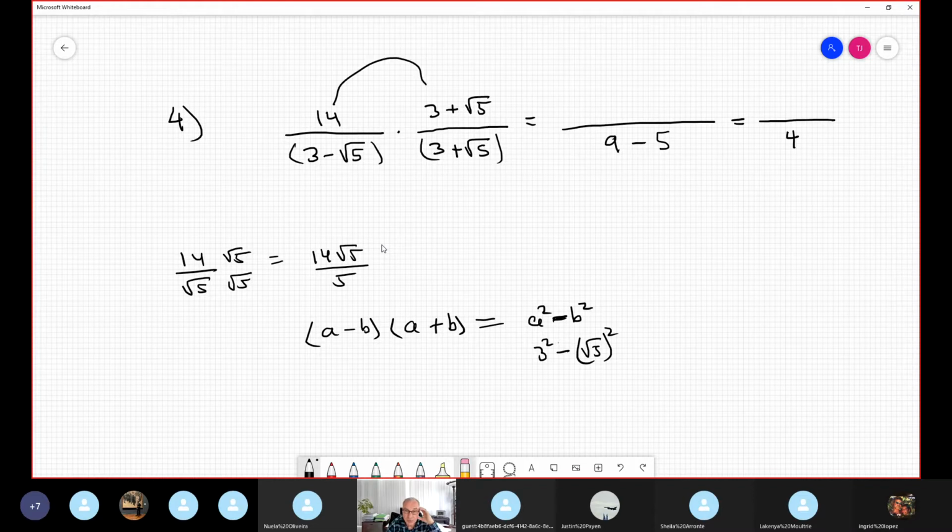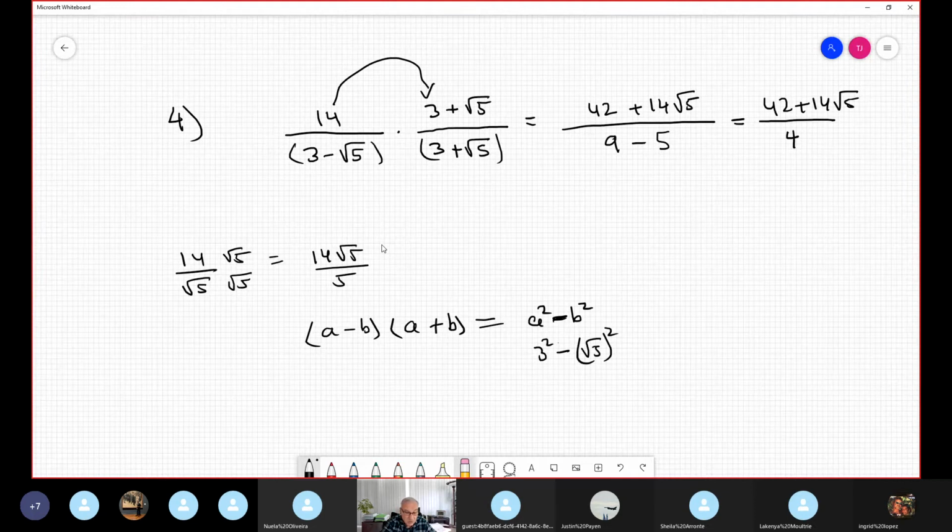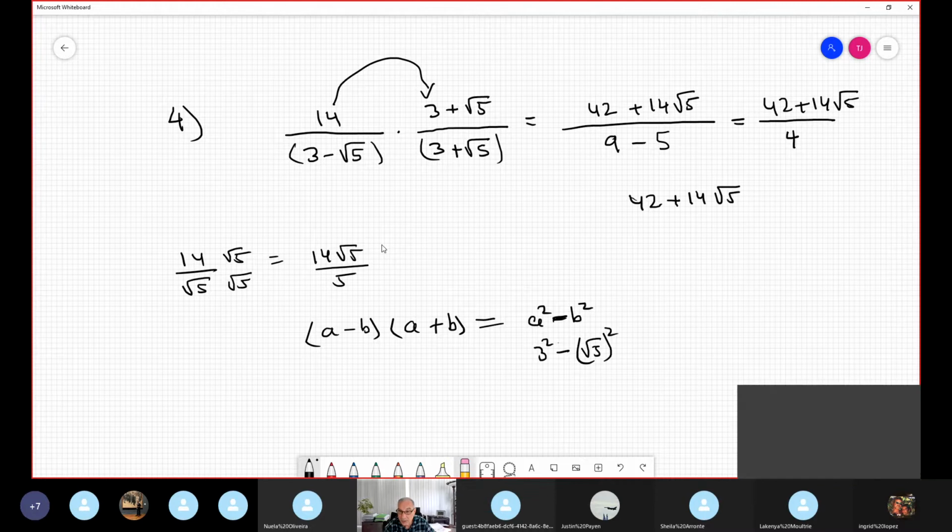In the top now, multiplication: 14 times 3 is 42, no? 42 plus 14 radical 5. Now can we simplify? I suppose yes, because 42 divided by 4 is decimal, but you can simplify a little bit. 42 plus 14 radical 5 over 4.